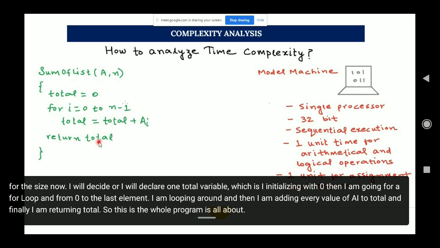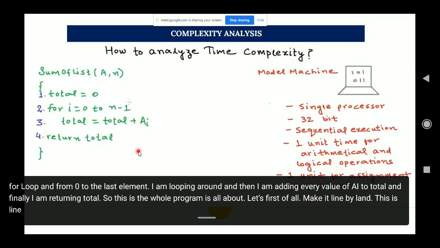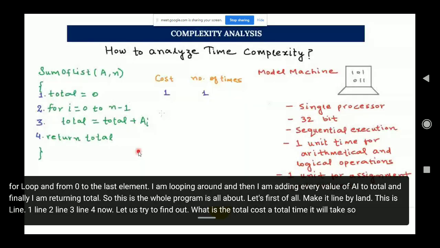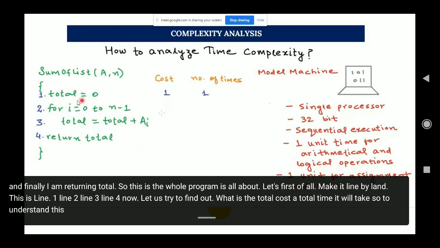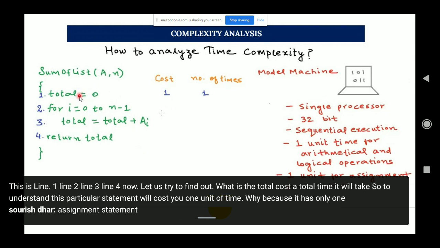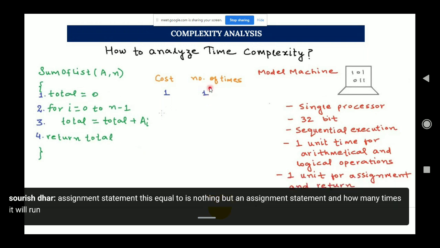Let's first of all make it line by line. This is line 1, line 2, line 3, line 4. Now let us try to find out the total cost, or total time, it will take. This particular statement will cost you 1 unit of time. Why? Because it has only one assignment statement. This equal to is nothing but an assignment statement. And how many times will it run? It will run one time only.